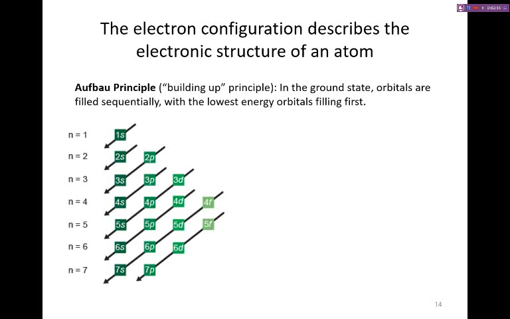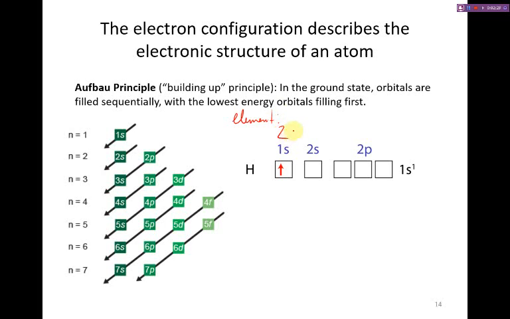And so if we apply this and we look at the elements on the periodic table, we can come up with their electron configurations. So one thing to remember is that for an element, the atomic number Z tells us the number of protons, and if it's neutral, then that's equal to the number of electrons as well. So when you look at the periodic table and you look at the atomic number, that tells you as well the number of electrons that there are.